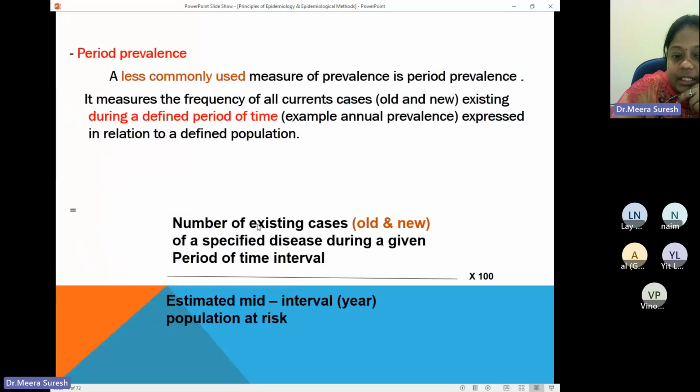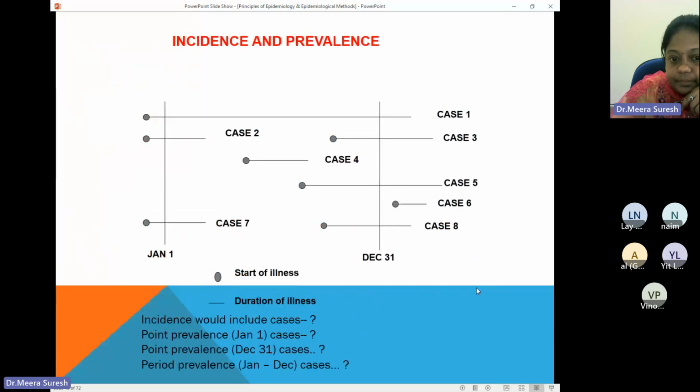So period prevalence means the number of existing cases, old and new, of a specific disease during a given period of time, divided by the estimated mid-year or mid-interval population, whatever be the duration that we are giving. And that is also multiplied by 100.